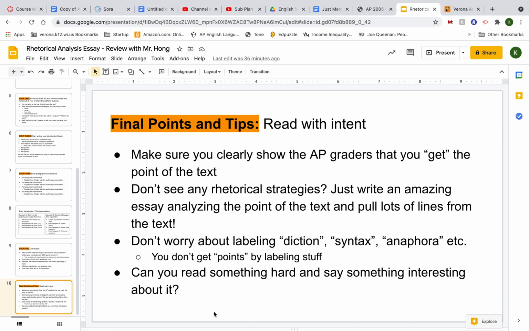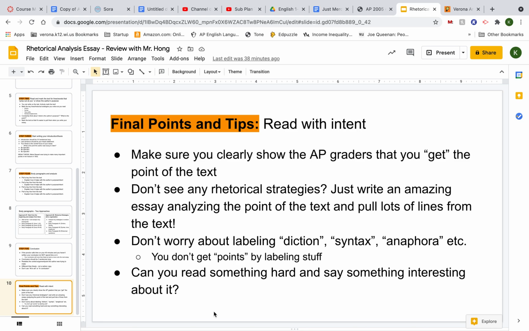One of the biggest fears that students have is that what if I read something and I don't see any rhetorical strategies and I'm under time pressure, I'm freaking out, what should I be doing? Well, it's really simple. All I want you to do is just write an amazing essay analyzing the point of the text, pulling lots of lines from the text. That's it. So you don't have to label a single thing to do well. In fact, that is not required at all.